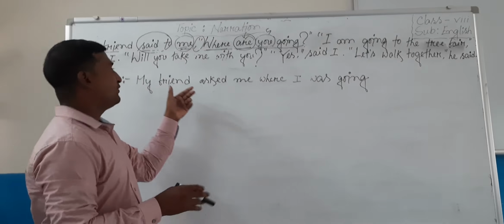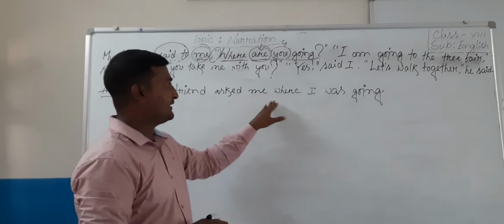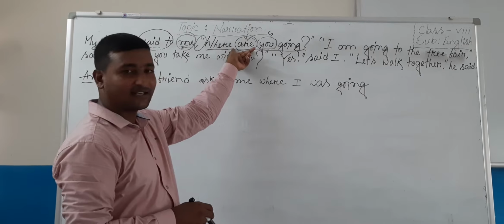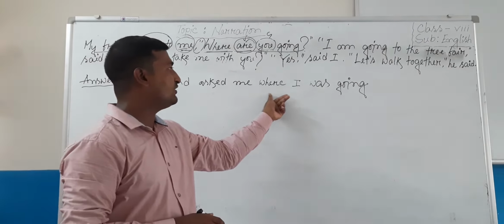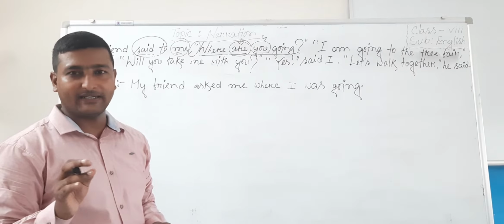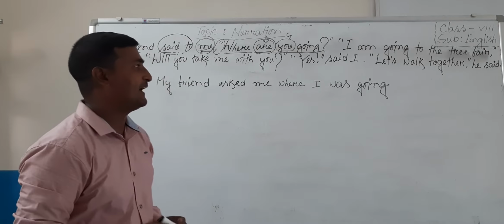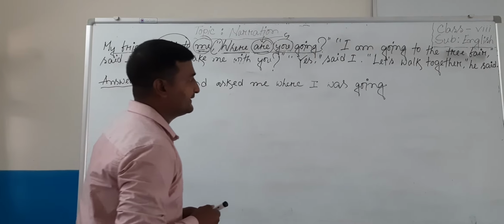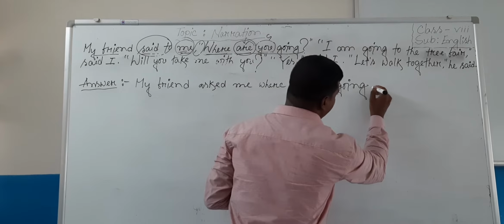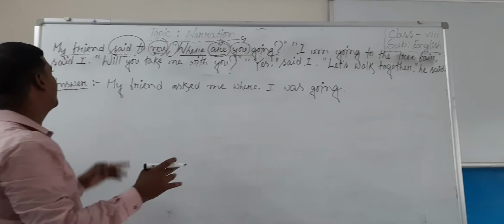Okay. Now what I have written here: my friend asked me where I was going. That sentence was interrogative. I have transferred it into an assertive sentence. Have you written it down in your script? I think you have written it down. Now we are going to the next sentence. I am going to the tree fair.